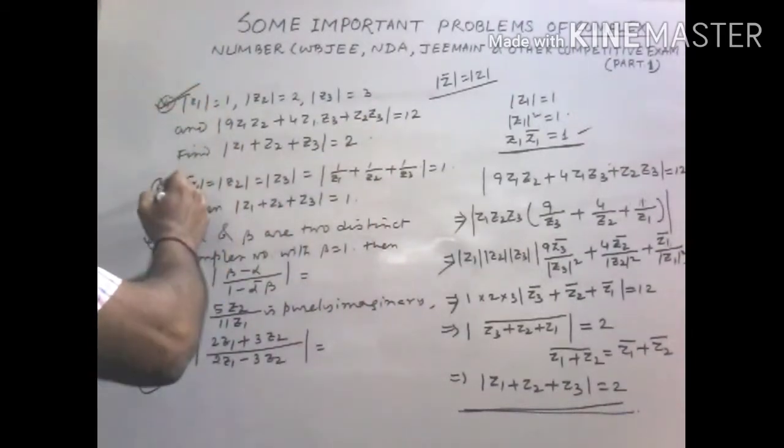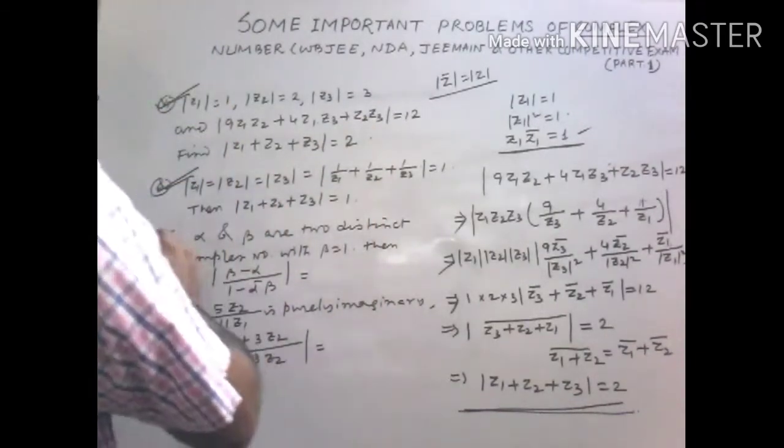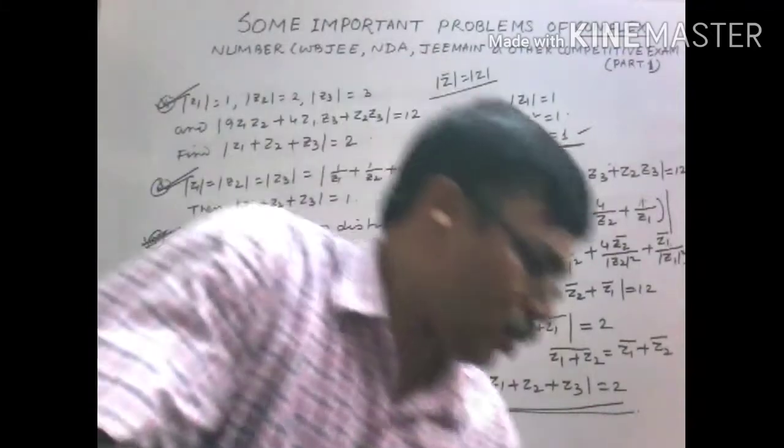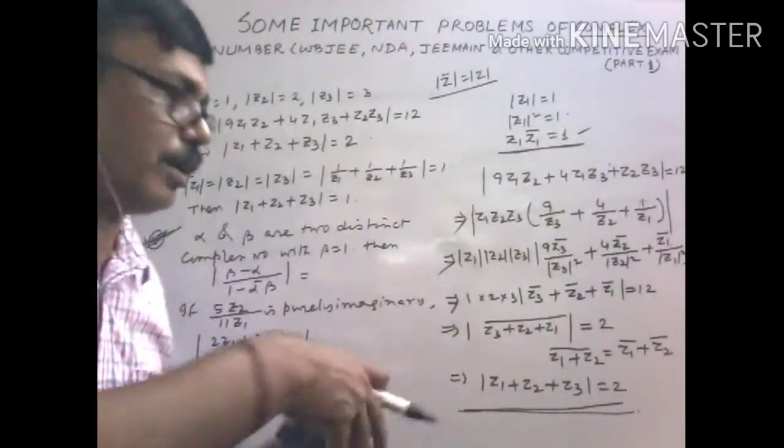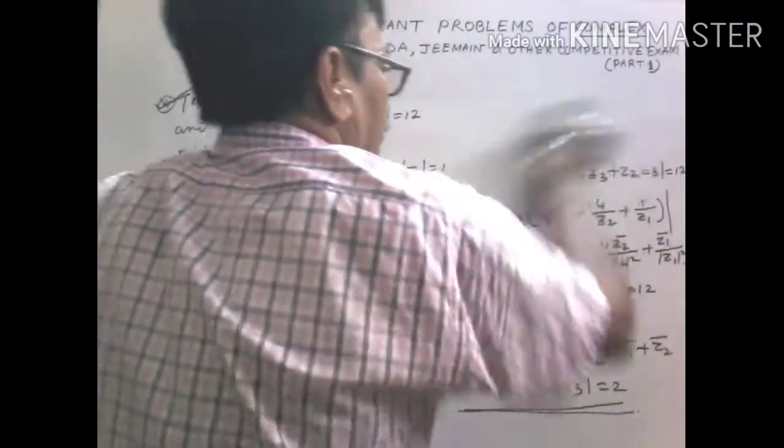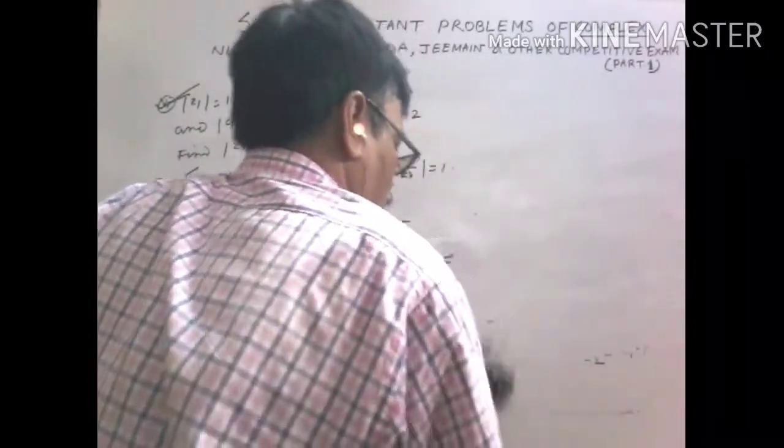Now 4, 6 are exactly the same. 7 is also exactly the same. So I am giving some hints. You try to solve.